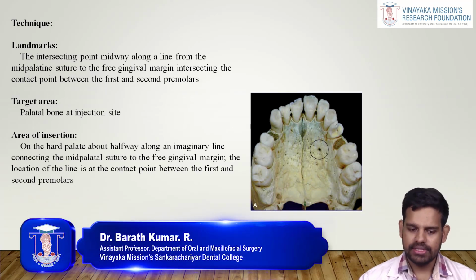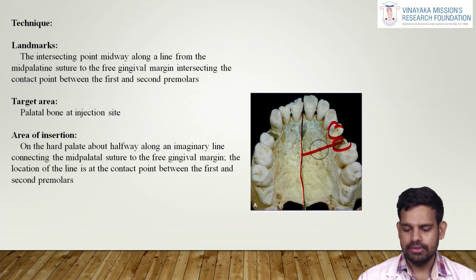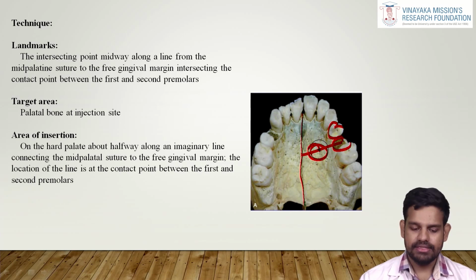Here the landmark is the intersecting point midway along a line from the mid-palatine suture to the free gingival margin, intersecting the contact point between the first and second premolar. So a line is drawn from the mid-palatine suture and an intersecting line is drawn between the first and second premolar of the maxilla. This is the point where we are going to inject the local anesthetic to anesthetize the anterior middle superior alveolar nerve. The area of insertion is on the hard palate about halfway along an imaginary line connecting the mid-palatine suture to the free gingival margin, which is located between the first and second premolar.